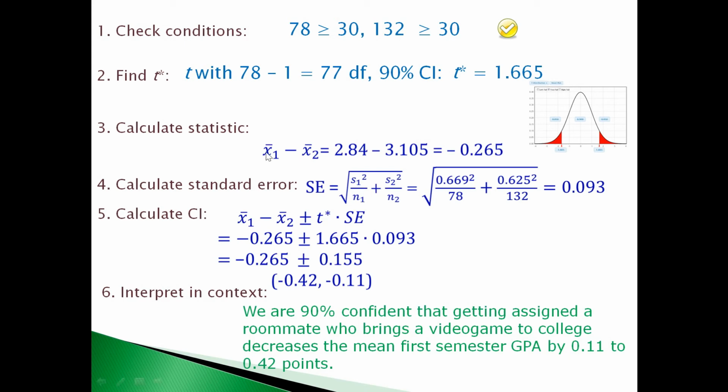So because we used the average of the roommates with the video games first, the values were negative, and in my interpretation, I made sure to explain that negative value by saying that the GPA went down. If you used x2 minus x1, then you would say that the people who were assigned roommates without the video game did better than the people who were assigned roommates with the video games. So in both cases, you are explaining the same situation, but in different words.